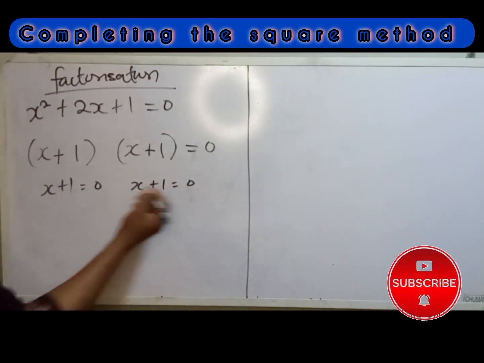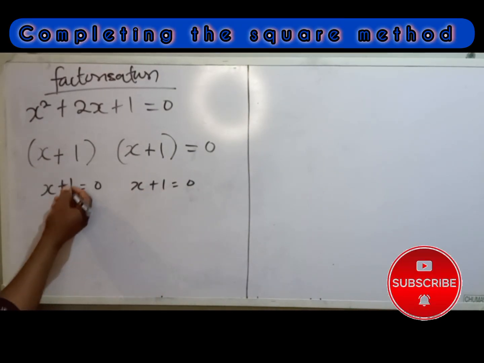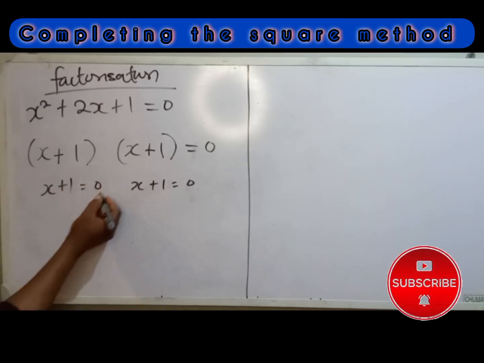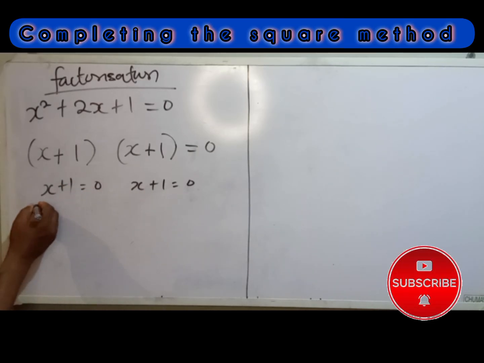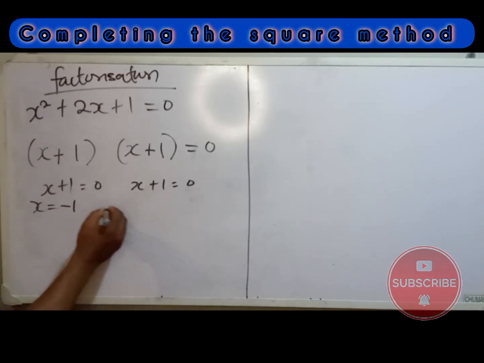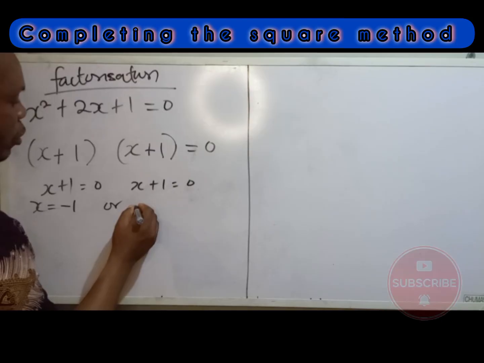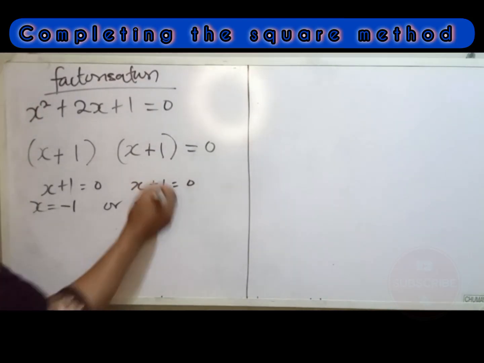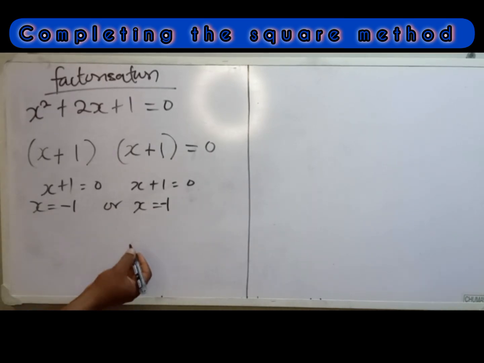Having done this, I am going to subtract 1 from both sides in order to find the root of my equation. So x will be equal to minus 1, because 1 going over to the other side becomes minus 1, and the other x is also going to be equal to minus 1. So in this case, we're having the same roots.